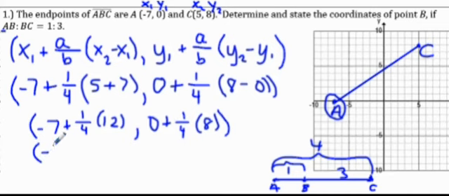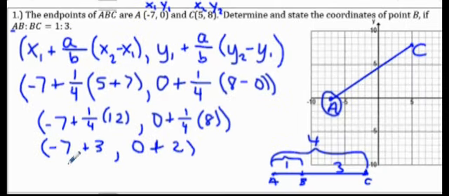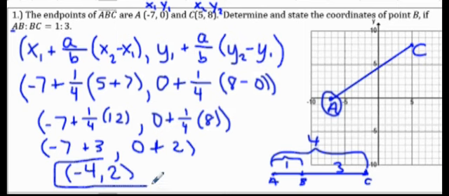Okay, what do we have next? A quarter of 12 is 3. It's really dividing by 4. 0 plus, and remember, don't just put this all in the calculator. This comma separates it out because it's a point. So you put the first part in and then you put the second part in. So -7 plus 3 is -4. 0 plus 2 is 2. So our partitioning point, B, should be (-4, 2), which you can tell also by getting it from the graph.